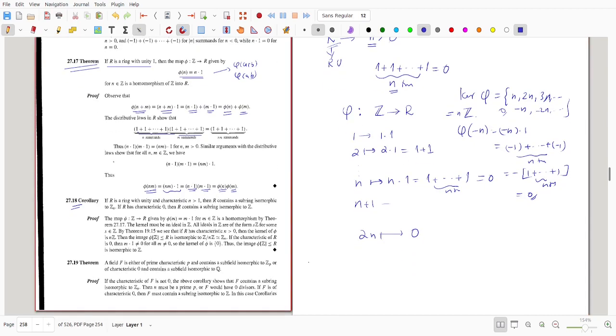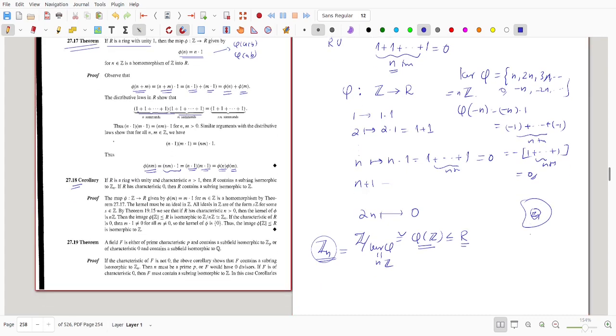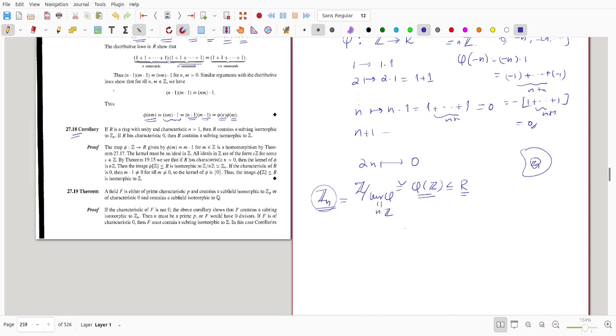Then using the fundamental theorem, we can say that Z by kernel phi is isomorphic to phi of Z. Obviously this phi of Z is a subring of R. Since kernel is nZ, Z by nZ is isomorphic to Zn. Therefore phi of Z, a subring of R, is isomorphic to Zn. So we can say that if R has characteristic n, then R contains a subring isomorphic to Zn. Every ring with characteristic n contains a subring isomorphic to Zn.